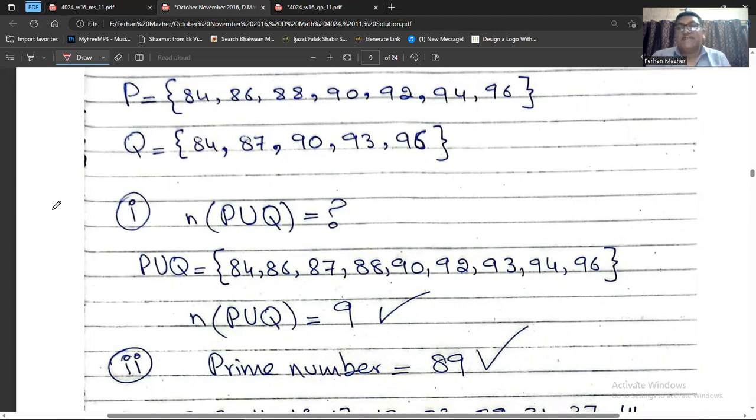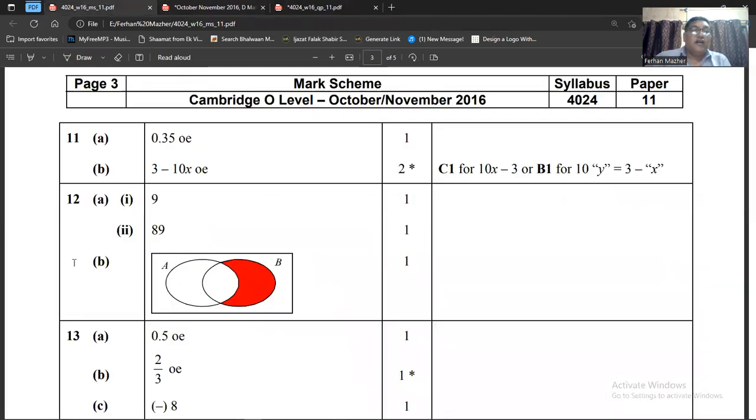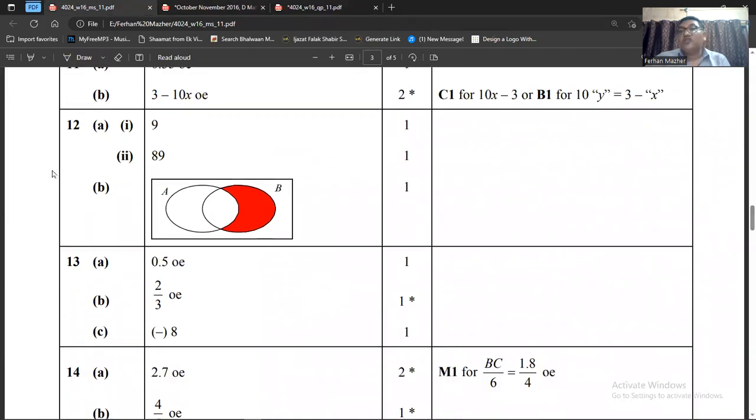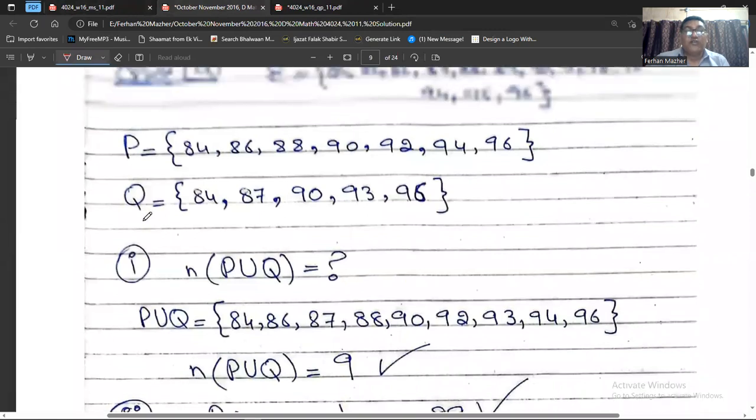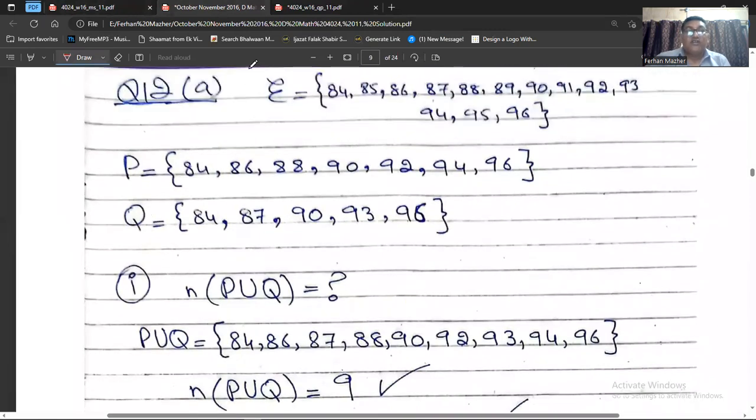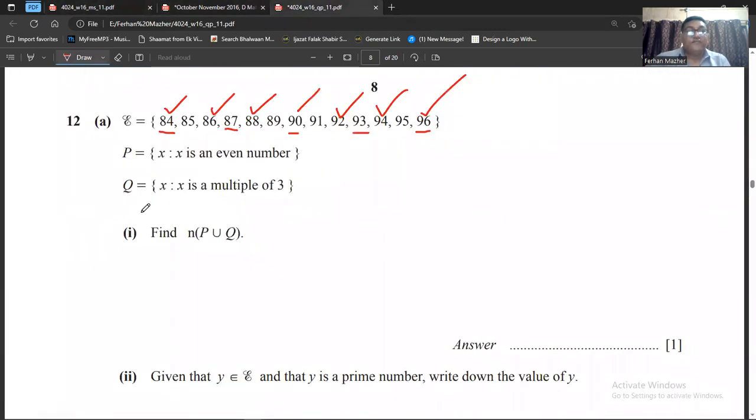So how many members are there? Just count: 1, 2, 3, 4, 5, 6, 7, 8, 9. So there are 9 members. Question number 12A, first part, and our answer is right. The solution is showing up on your screen, and if you want more time, you can pause the video.